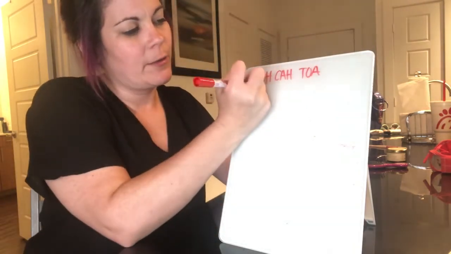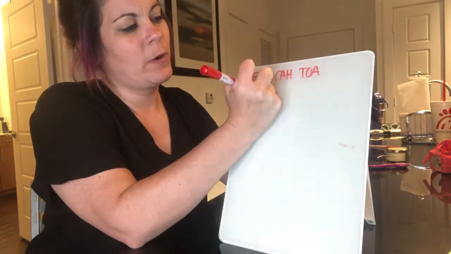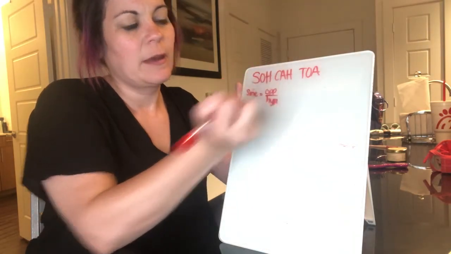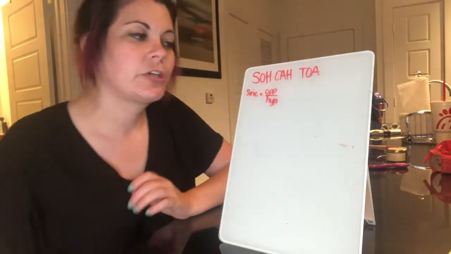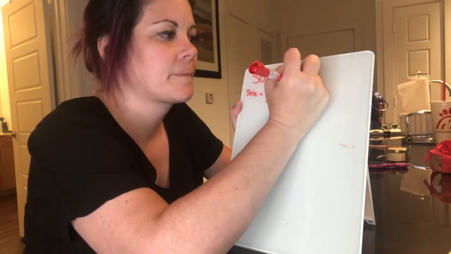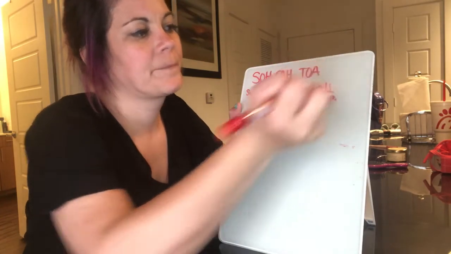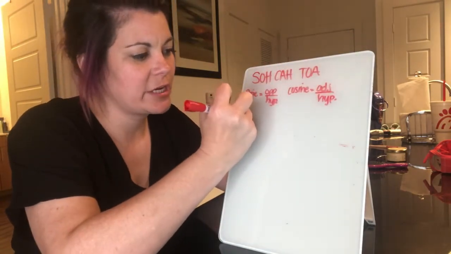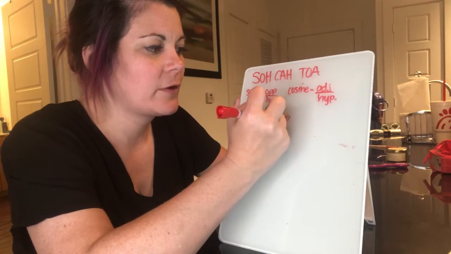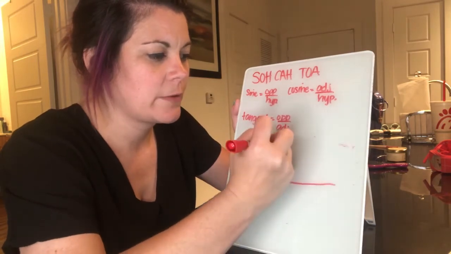Okay, and if you notice, S stands for sine, and what that stands for, OH, is opposite over hypotenuse. And again, we're talking about right triangles here, so that's opposite over hypotenuse. And then C stands for cosine, and the A stands for adjacent over hypotenuse. And then T stands for tangent, and tangent is opposite over adjacent. And I'll explain this better when we have a right triangle here.